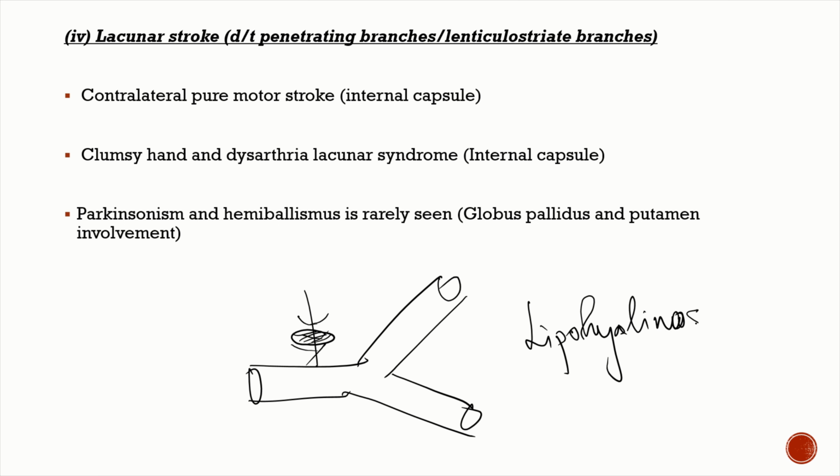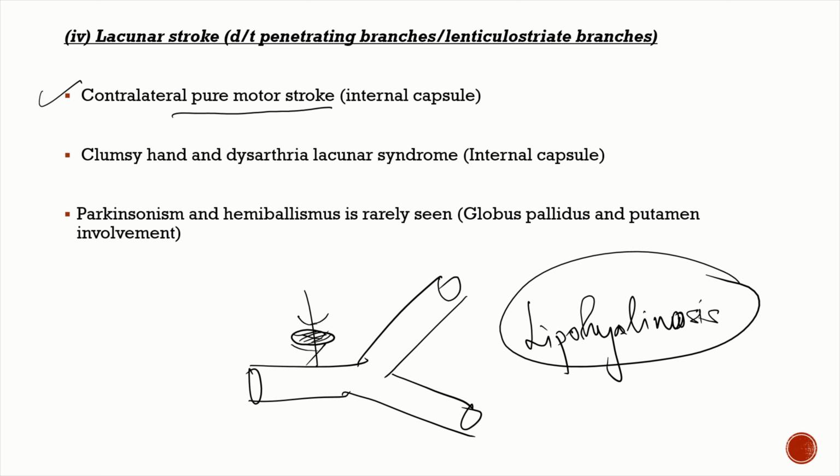Lipohyalinosis. Okay. So, as you know, the lenticostriate branches supply the internal capsule, the posterior limb of the internal capsule, the caudate, the putamen, and the globus pallidus. So, you're going to have a contralateral pure motor stroke.